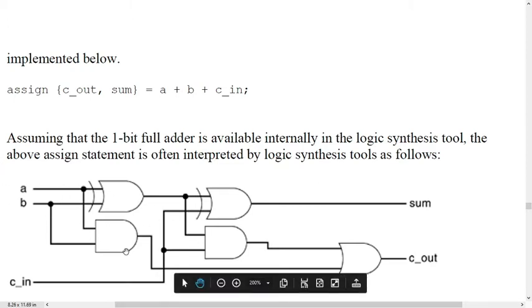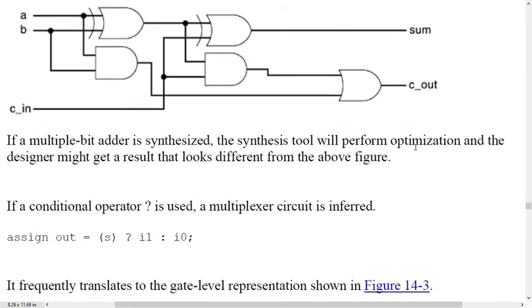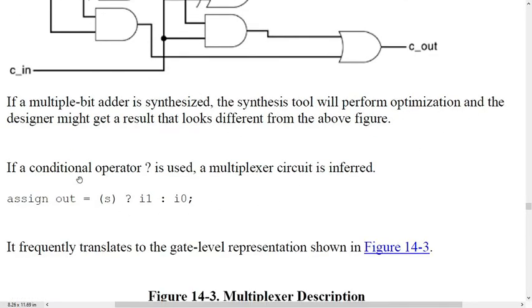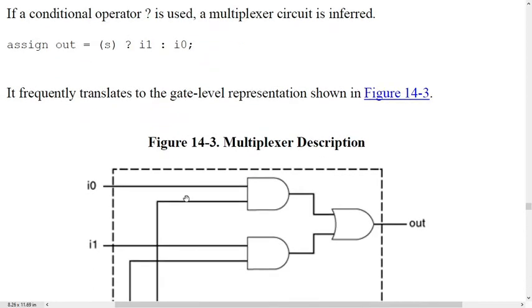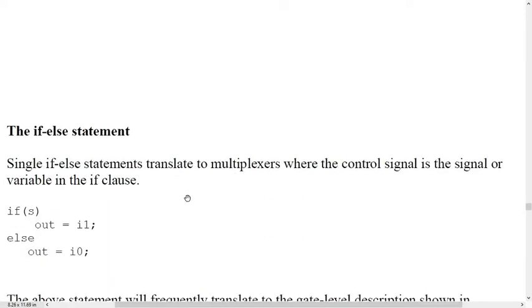So this is the design for the 1-bit full adder. I assume the internal architecture is available in my logical synthesis tools, and I implement that. If the conditional operator question mark is used, a multiplexer circuit is inferred. So assign out = S ? I1 : I0; if S is 0, I have I1, and if S is 1, I have I0. So it has to take some decision, and that is with respect to the multiplexer.